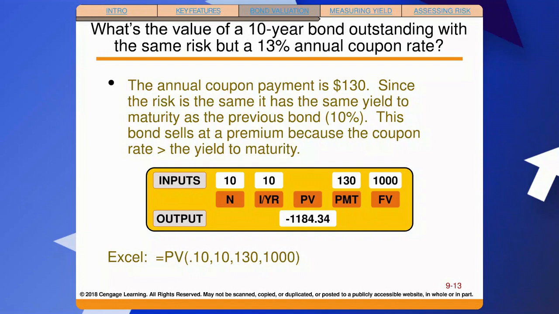question mark, equal sign, next PV, okay, write PV, open parenthesis, write 0.10. 0.10 is your nominal rate, okay? Then you have 10 is the number of years, and you have series of payment of 130 and you have future value of 1,000. Magkano ba ang ating present value? 1,184.34. Okay? Alright. So, yan yung ating output.